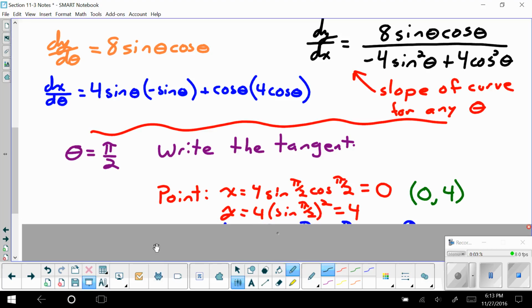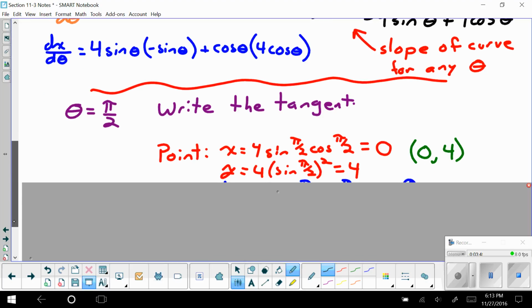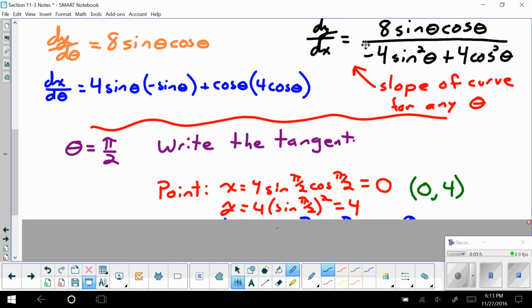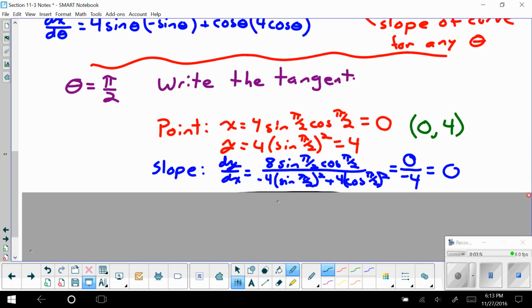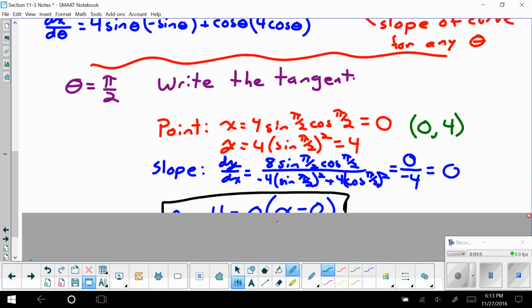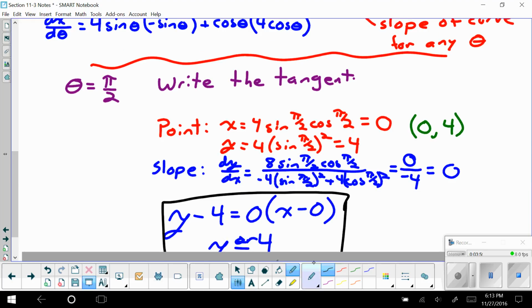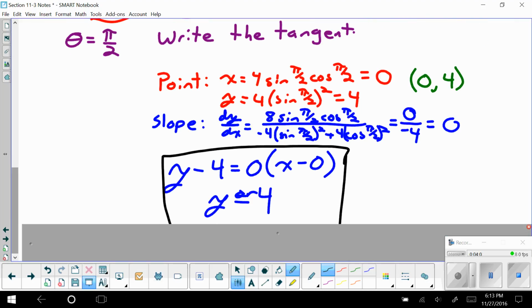which, because I have my parametric form, I can find the x and y by just plugging pi over 2 in for that theta. I get x is 0 and y is 4, so I'm going through (0, 4). And then I need the slope, which I just need to plug pi over 2 into my dy/dx. And I get slope is 0. So I have enough that I can write the equation of my tangent and get y equals 4.